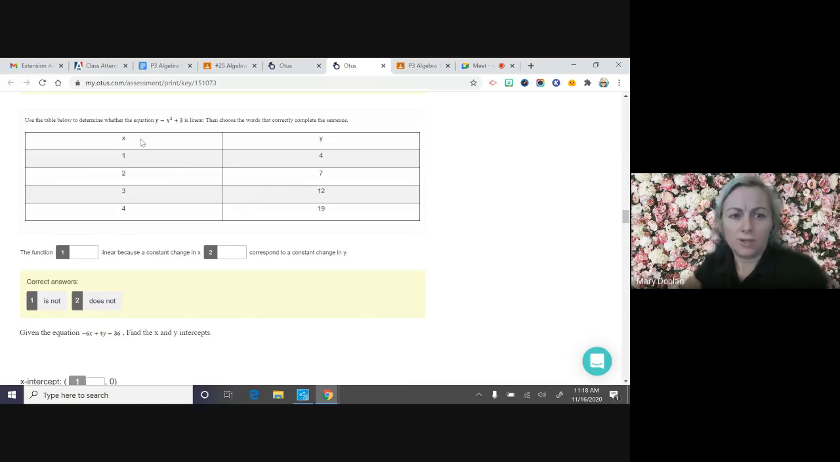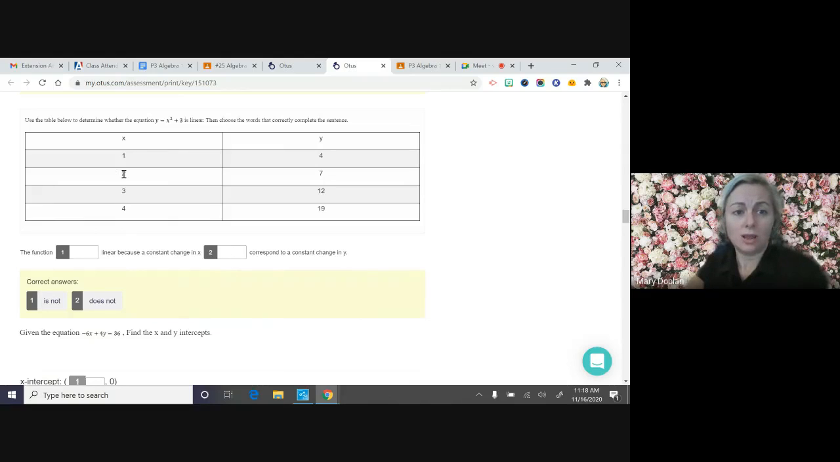Okay, so you're given a table of values, x and y. X is 1, y is 4, x is 2, y is 7. You're also given the equation y equals x squared plus 3. So this function is not linear. One way you can tell is that you have a squared on the x, okay? That's never going to be linear. And a constant change in x does not correspond to a constant change in y.